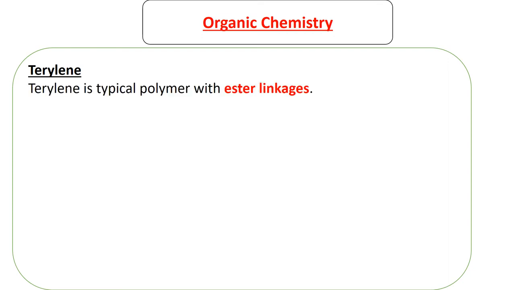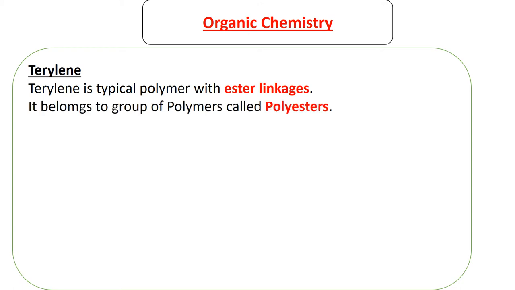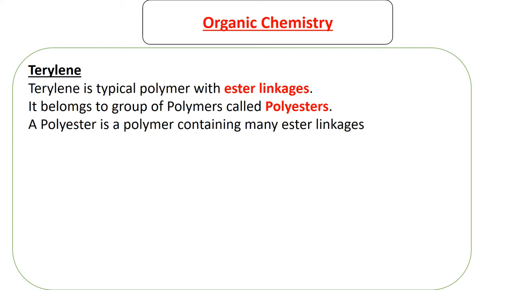Terylene is a typical polymer with ester linkages. In terylene, instead of amide linkages, we have what are called ester linkages. It belongs to a group of polymers called polyesters. So nylon is a polyamide, terylene is a polyester. So what is a polyester? A polyester is a polymer containing many ester linkages. Any polymer that has many ester linkages is called a polyester.